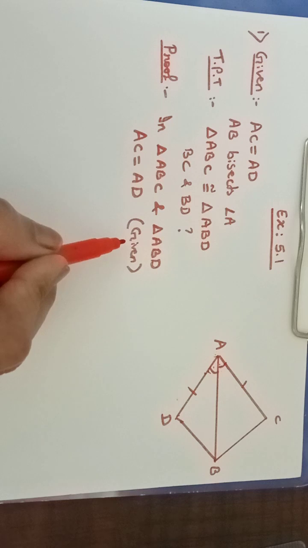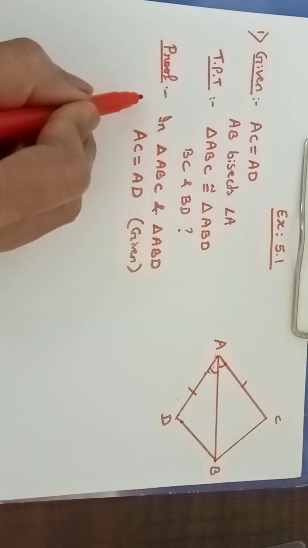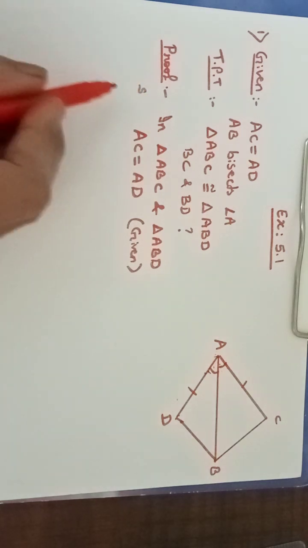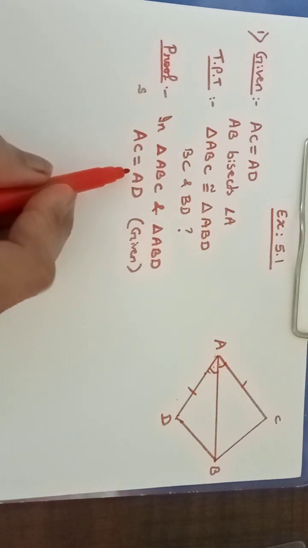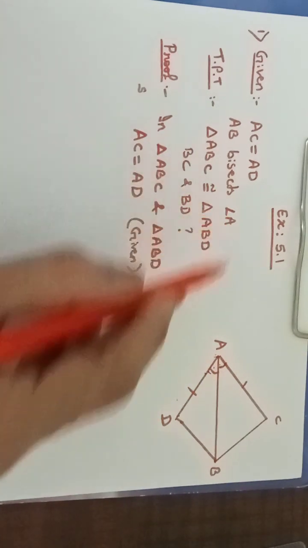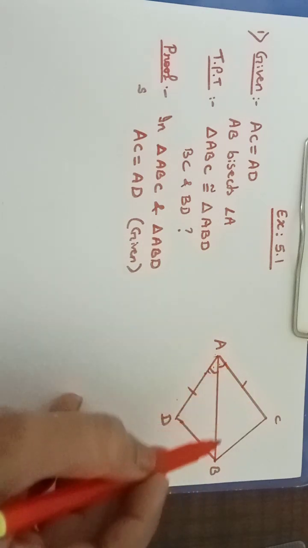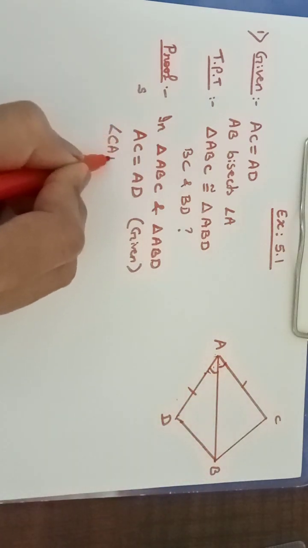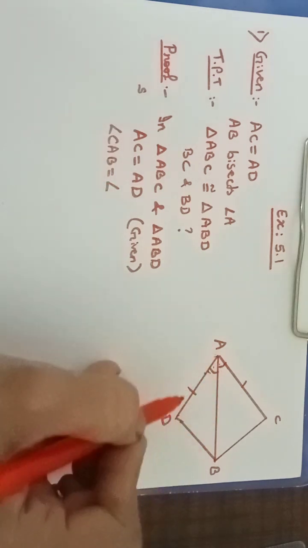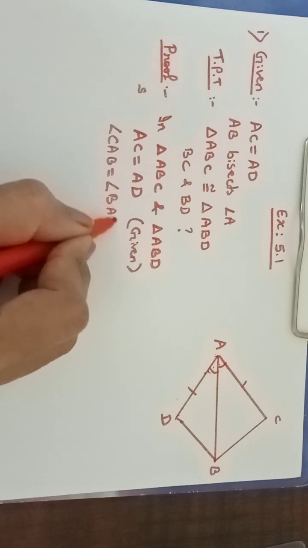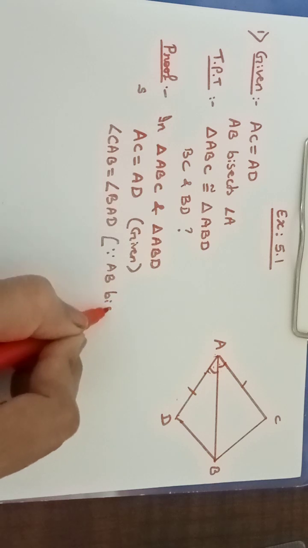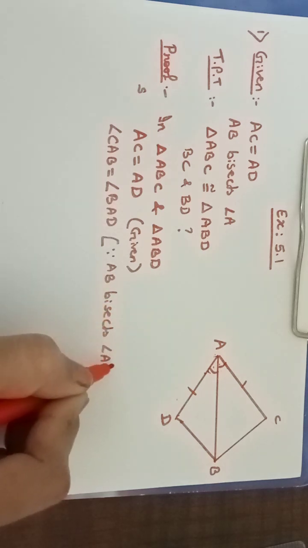So AC is equal to AD. This is the first given to you. At the side you can write it down. Is this a side or angle? It is a side. So write small s for your quick reference. Then what else is given? AB bisects angle A. That means angle CAB is equal to angle BAD. Reason is what? Since AB bisects angle A.